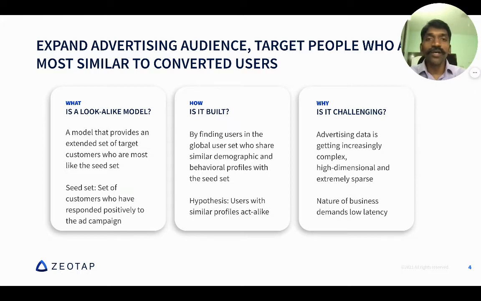The data available for advertisers today is highly complex, high in dimensionality, and extremely sparse. Building an effective lookalike model with this high dimensional sparse data is very challenging. Another challenge is low latency requirements of ad tech business. To overcome these two challenges, we use a multigraph approach to build an accurate lookalike model that is capable of low latency predictions.